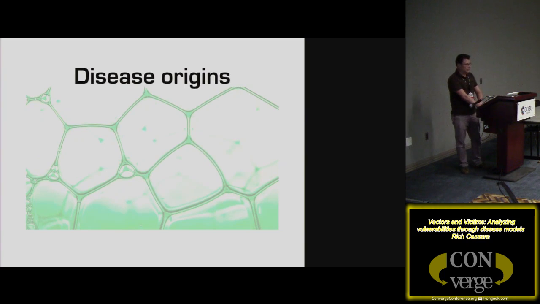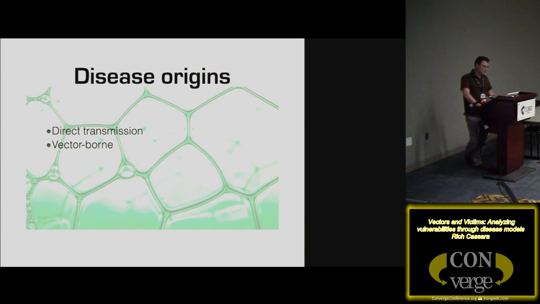So there's a couple different ways that diseases come about, different disease origins. The most simple is direct transmission. Then we have vector-borne diseases. These are all ones I'm going to go into depth into each of these categories. There's more categories, but I did not go through all of them.